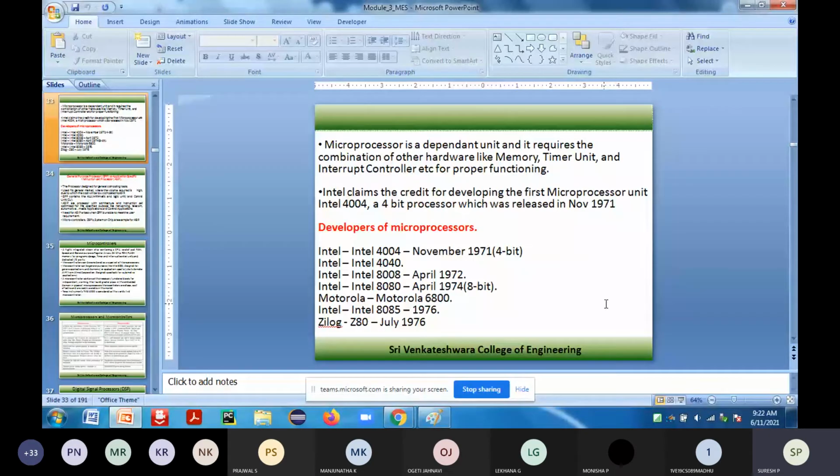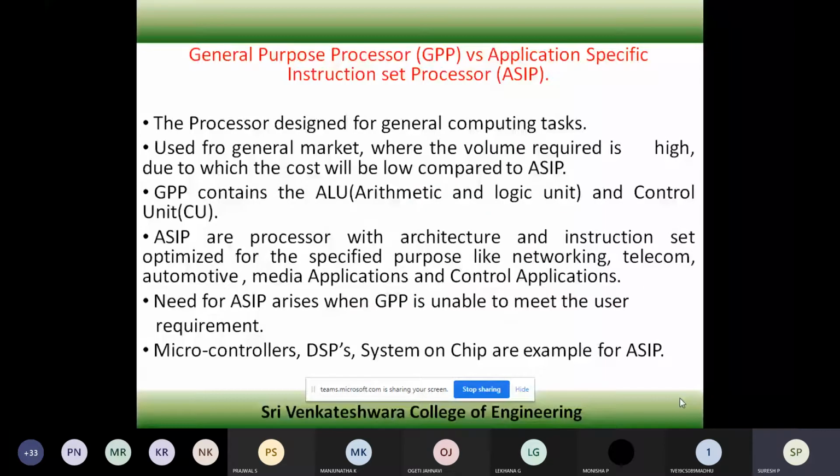Next, we have general purpose and application specific instruction set processors. Here, the processor is designed to do general computing tasks. This type of microprocessor is used for the general market, where the volume required is high, due to which the cost will be low compared to the application specific instruction set processor. So it is basically used for the general market.